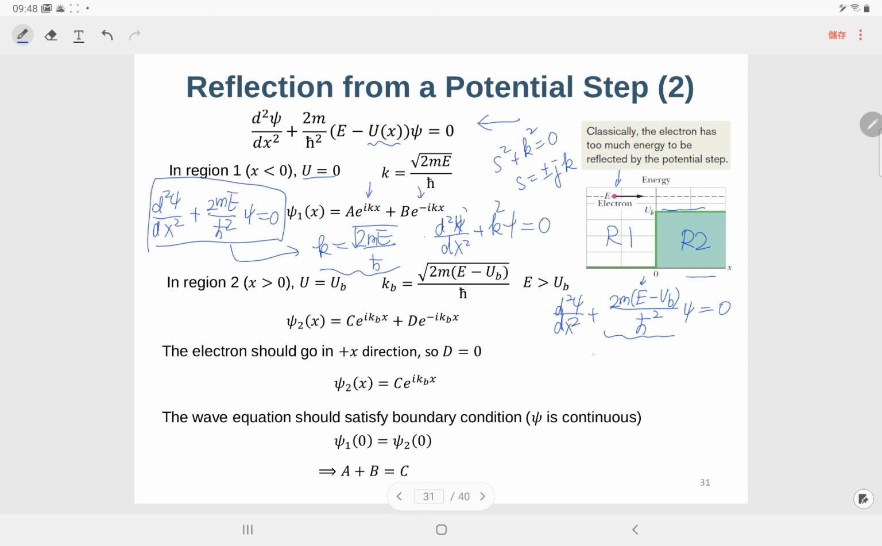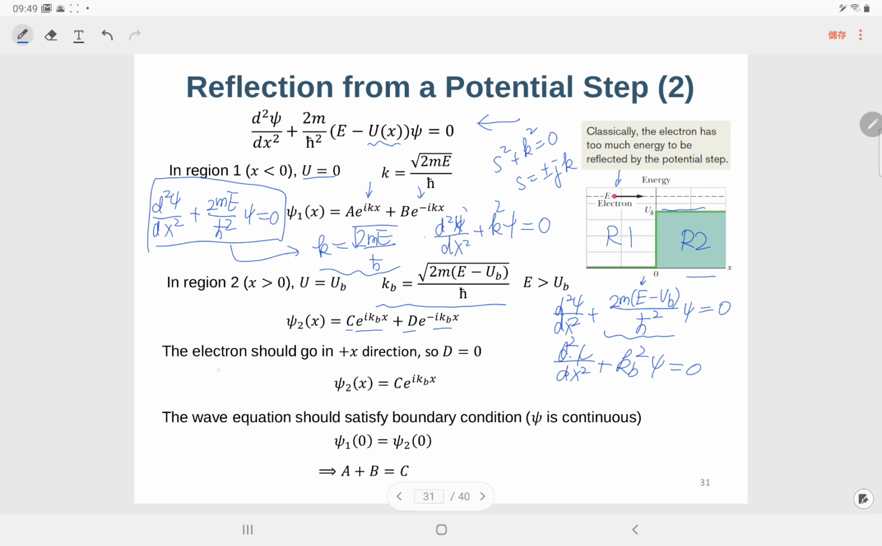So for this part, we can assume kb equals this term. This will reduce to d squared phi dx squared plus kb squared phi equals 0. So it's actually very similar. The only difference is you change k to kb, but with different coefficients.